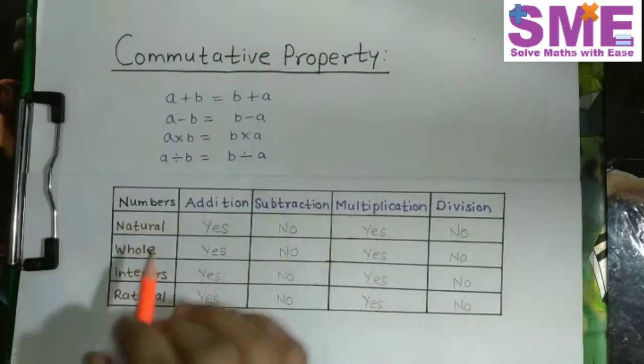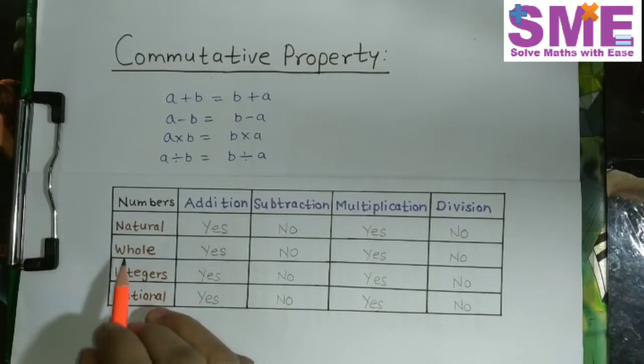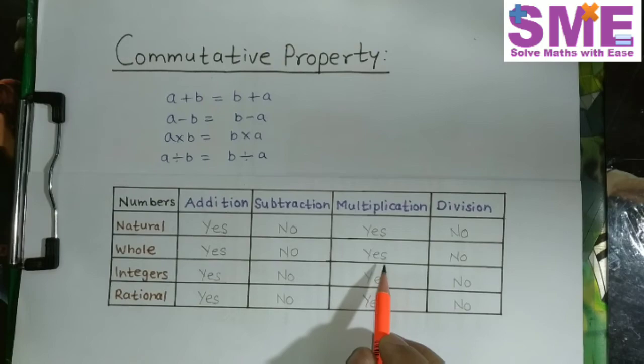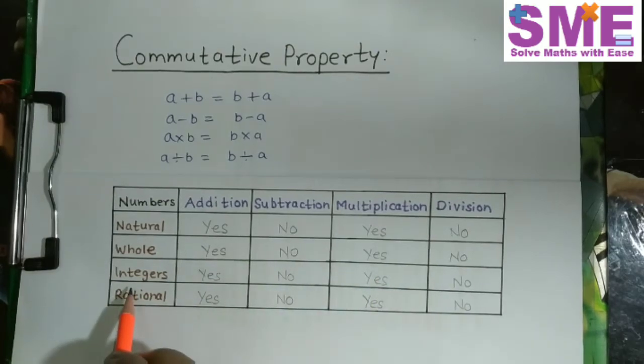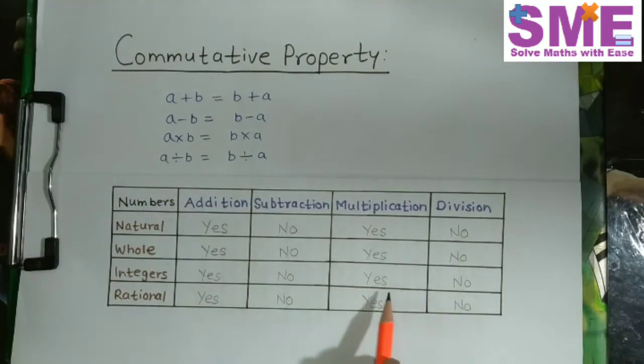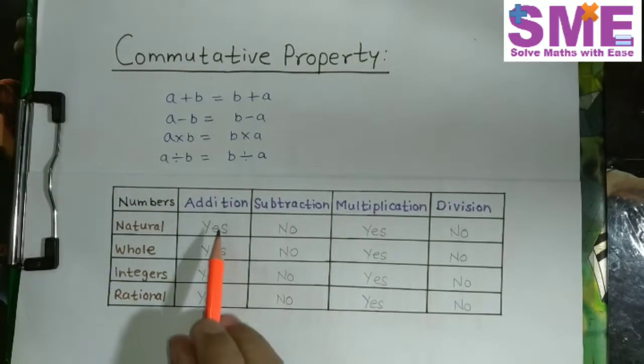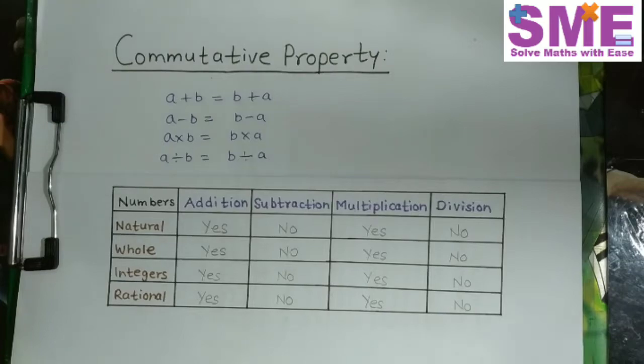So we will find that commutative property holds true for whole numbers under addition and multiplication. Similarly, for integers, commutative property holds true under addition and multiplication. And same is for rational numbers, the commutative property holds true under addition and multiplication.